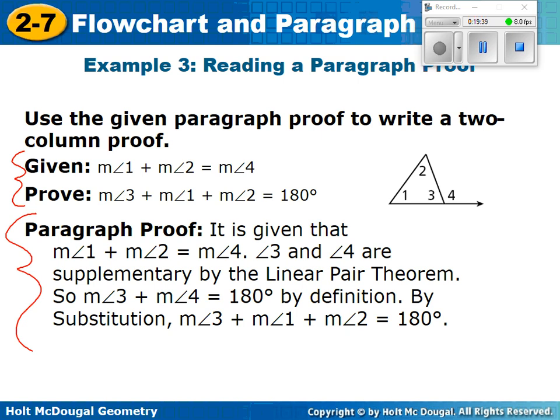All right, and then lastly, it says, so by substitution, measure of angle 3 plus measure of angle 1 plus measure of angle 2 equals 180. So all of that should be our statement, right? Measure of angle 3 plus measure of angle 1 plus measure of angle 2 should equal 180. And what's our reason? Substitution what? Very good. Make sure you're putting all of the parts. Substitution property of equality. Questions today? Again, agree, pretty easy. Not too hard.